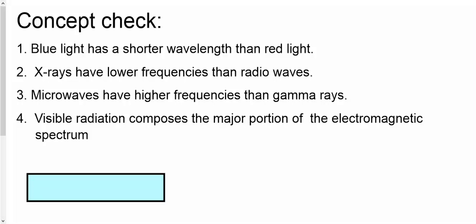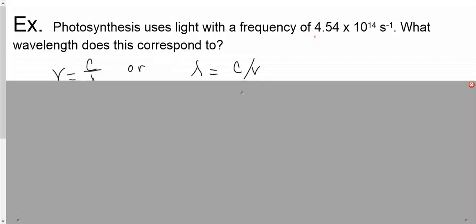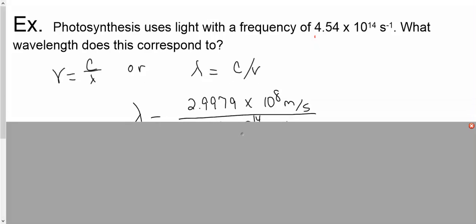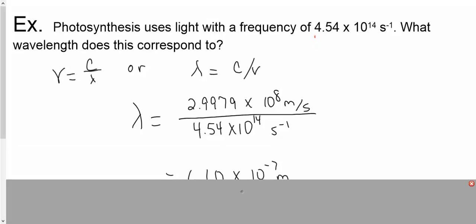Basically just a plug and chug kind of problem. Photosynthesis uses light with a frequency of 4.54 times 10 to the 14th cycles per second. What wavelength does this correspond to? So we're just going to use the equation that we just got. Frequency is equal to the speed of light over the wavelength, but we can rearrange that to solve for wavelength: wavelength equals the speed of light over frequency, and then we'll plug in our numbers. The speed of light is 2.9979 times 10 to the 8 meters per second, and then we'll put in our frequency, and that's the wavelength that we get.